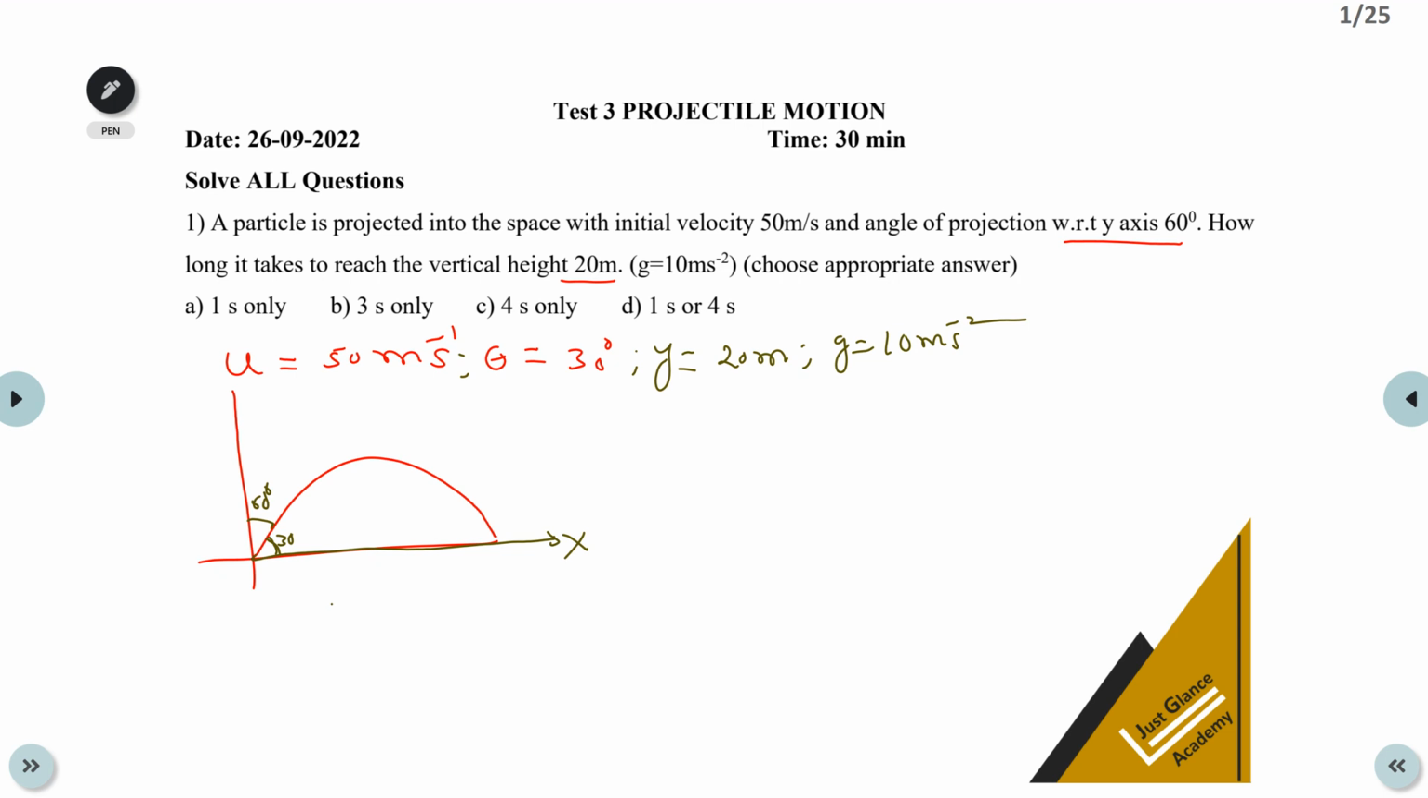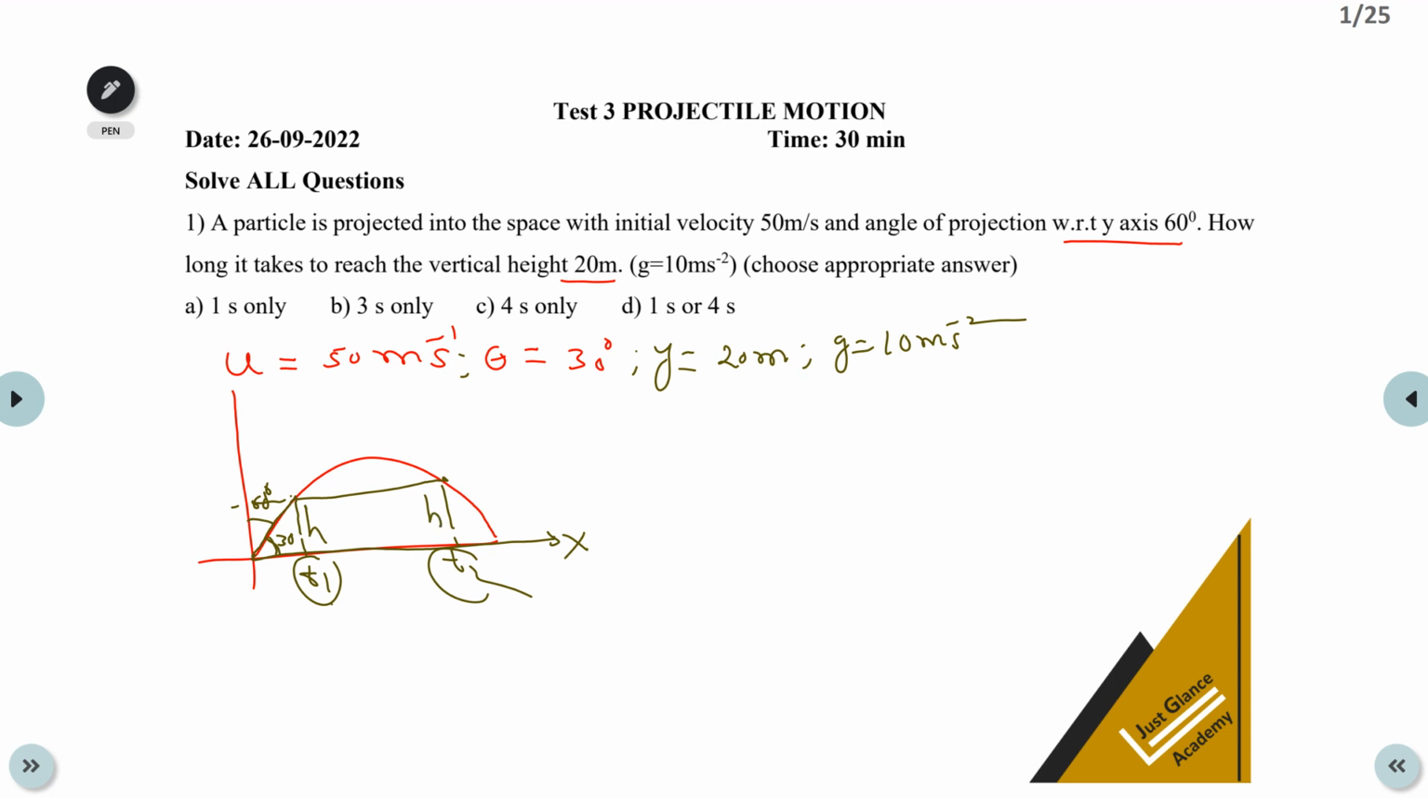Now I want to find the value of t. Here you see the particle is rising up and then coming down. There are two positions at the same height, one at T1 and another at T2, because it is going up and then coming down. So at two different time intervals the particle is at the same height, h or y.